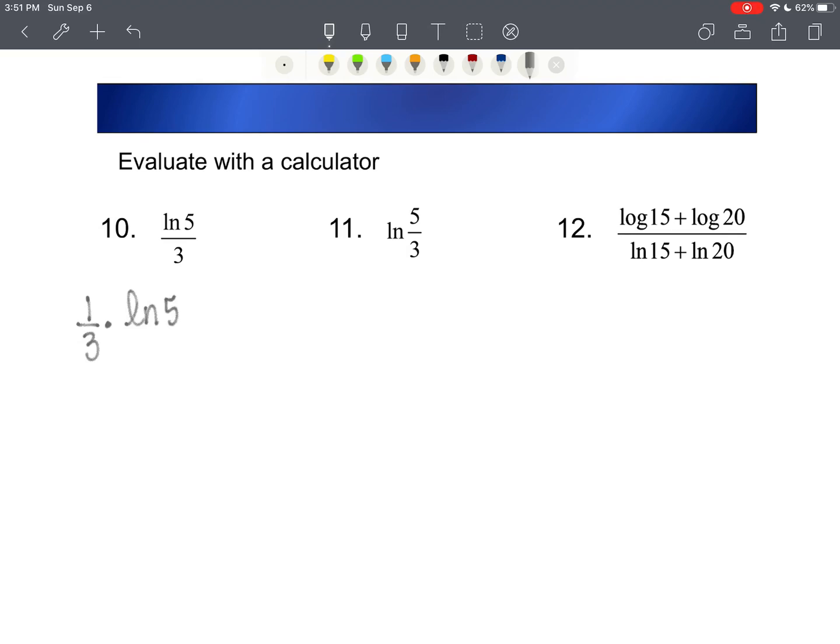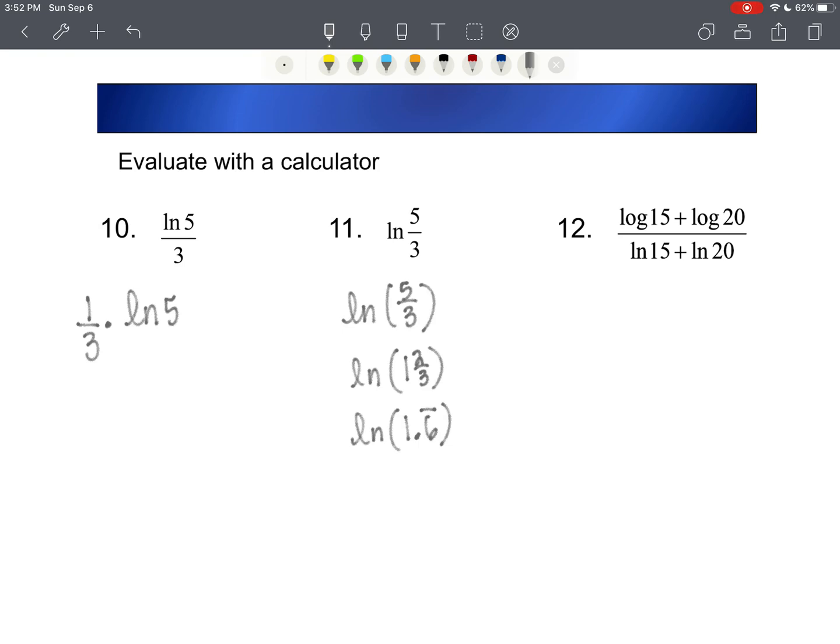So dividing by 3 is the same thing as multiplying by 1/3. Number 11 is a little bit different because the argument is 5/3. So I like to write in handwriting, I like to put my argument in parentheses because this entire argument is different. This is the natural log of 1 2/3, which is the natural log of 1.6 repeating, which is very different than the natural log of 5.